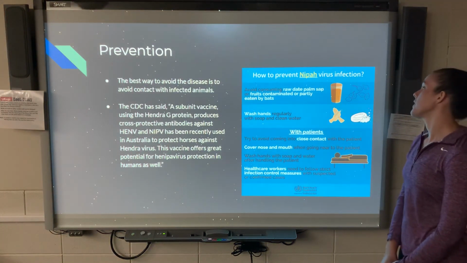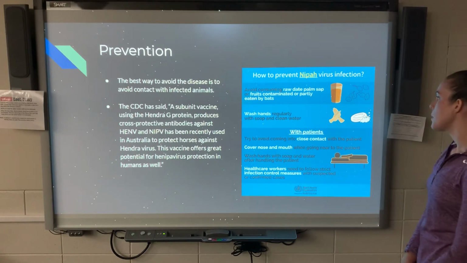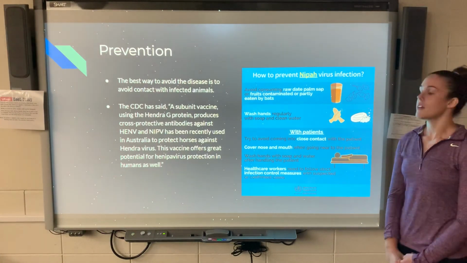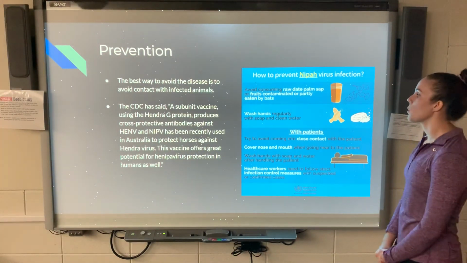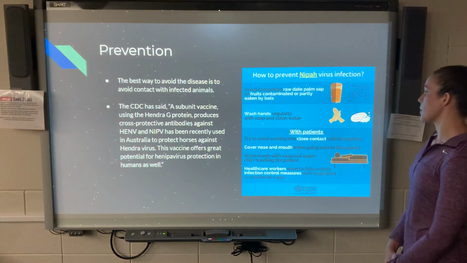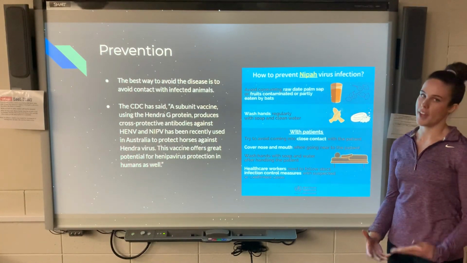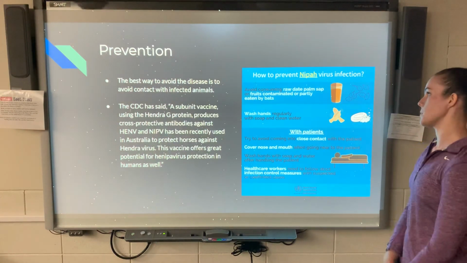So the best way to prevent the Nipah virus is to avoid consuming raw date palm sap. The date palm sap may have been partially eaten by bats or contaminated by bat excrements. The other best way to prevent Nipah virus is to wash your hands regularly. That's the same with any type of disease. Washing your hands is one of the best ways to prevent it.